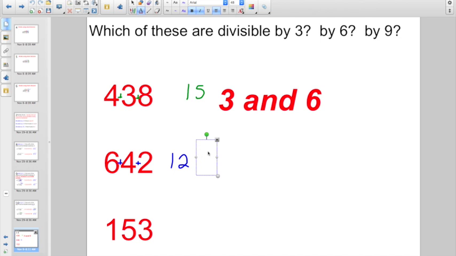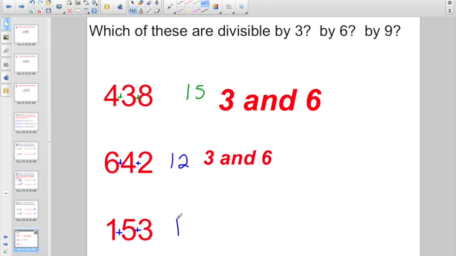So 12 is definitely divisible by 3. Space and maybe. It ends in a 2. It's even, so it's divisible by 6. Is 12 divisible by 9? No, he is not. So you just have 3 and 6. Let's do our last one down here. We have 1, 5, and 3. 1 plus 5 plus 3 is going to equal 9, right?